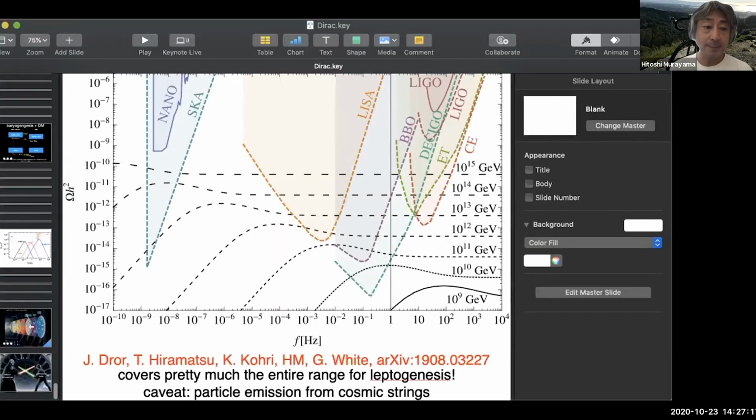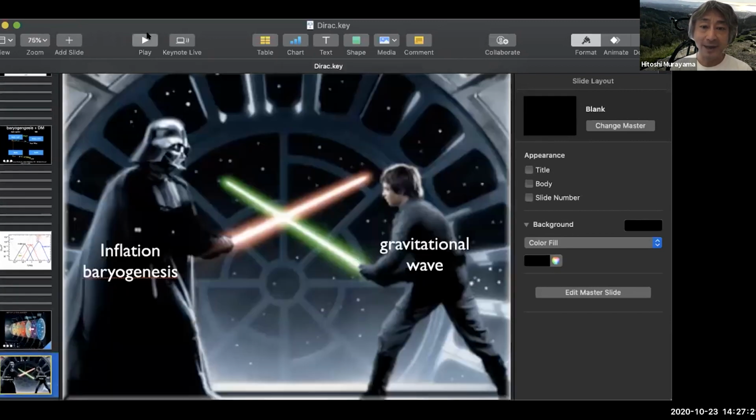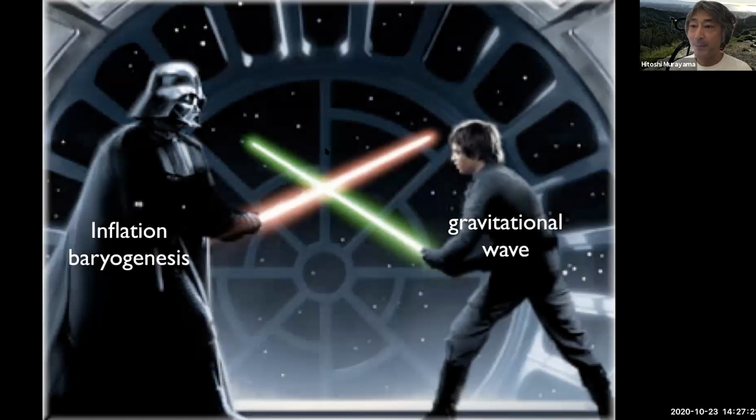Okay, so that's pretty much all I wanted to say. And let me just show you one picture at the end. So the gravitational wave can be a good tool for us to address questions like inflation and baryogenesis. So that's the exciting future awaiting us. So thank you very much.